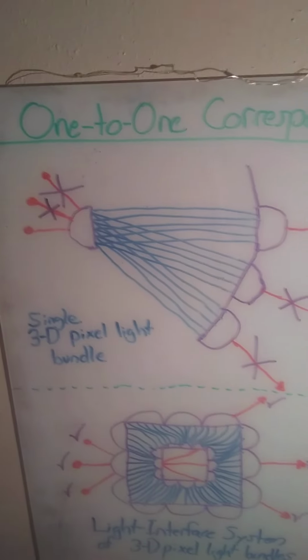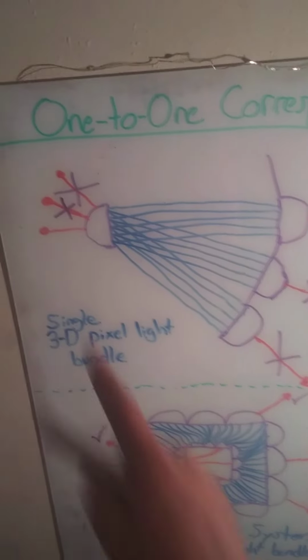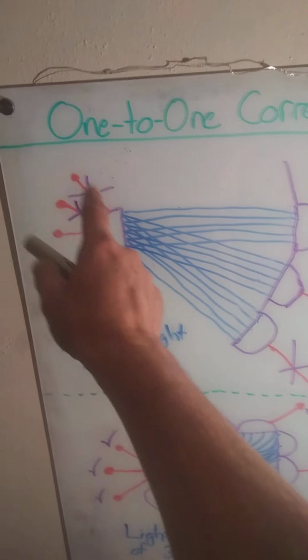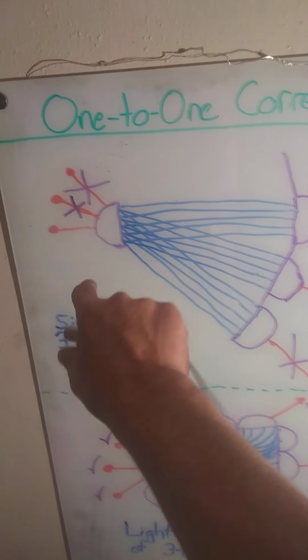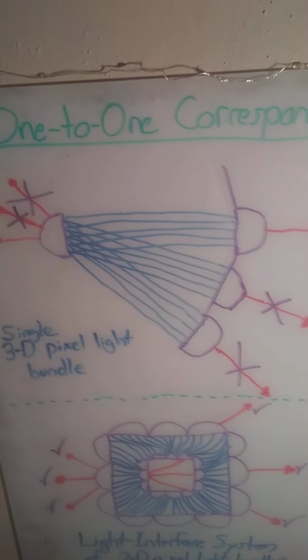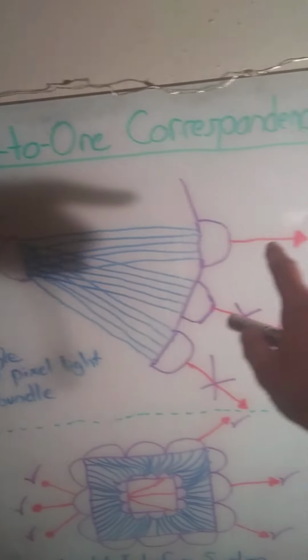So a single light strand, light bundle, 3D light bundle, where light can come in three-dimensionally. This is just a cross section, by the way, where light can come in three-dimensionally and come back out three-dimensionally. It doesn't do that with a single bundle, except for in one place, one position, straight through.